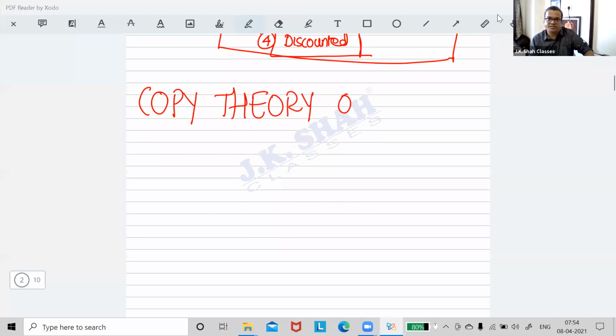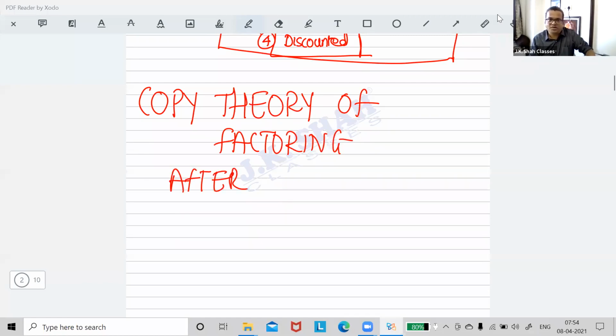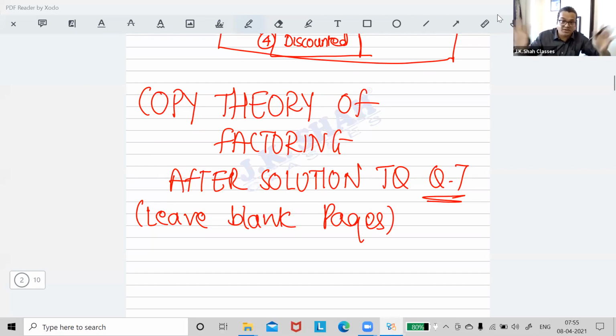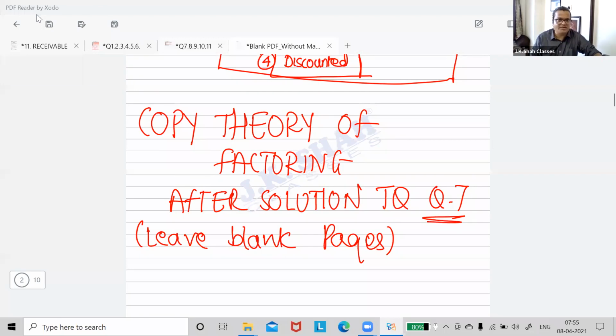Copy theory of factoring after the solution to question 7. Okay, so now we will do. We will have a question right after that. There, leave blank pages. Okay, leave blank pages. Seen by everyone. We can repeat this slide at the end also. People will be confused about when to write, so that time again we will show this. Yes, we will show it again. Don't worry. I'm very much confident.